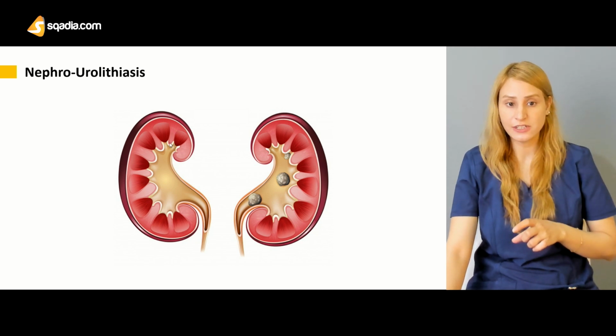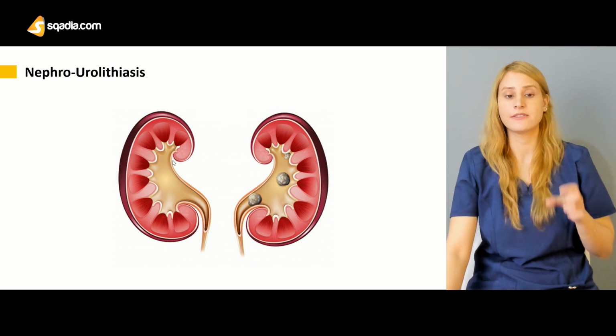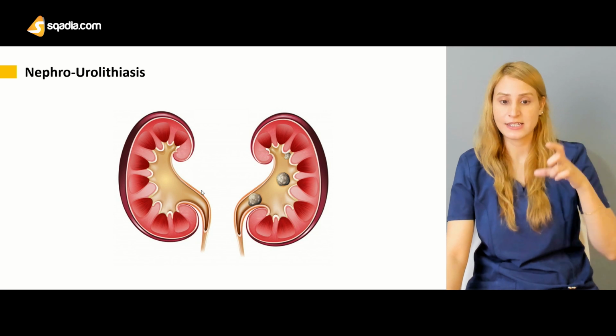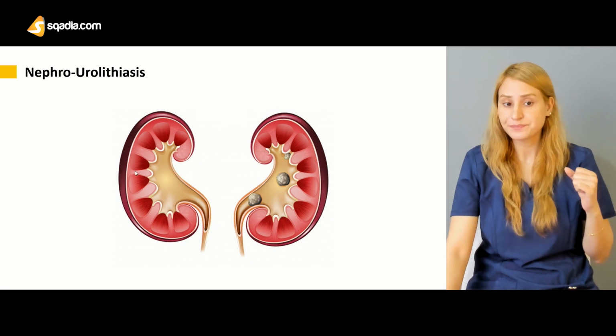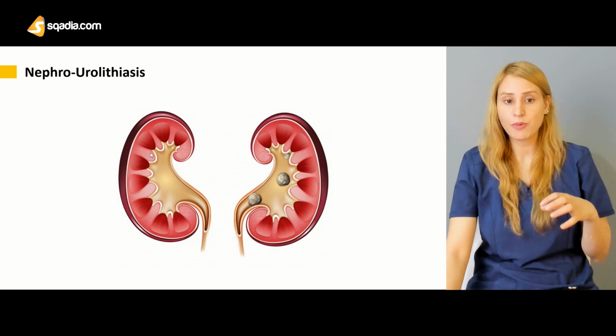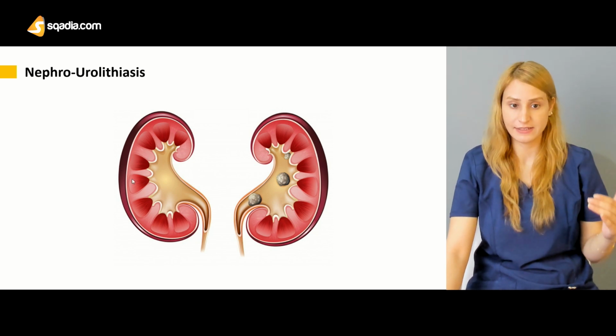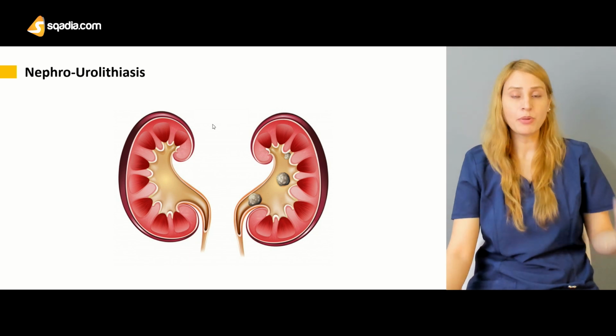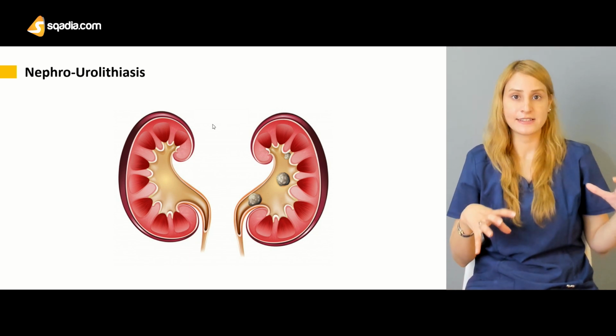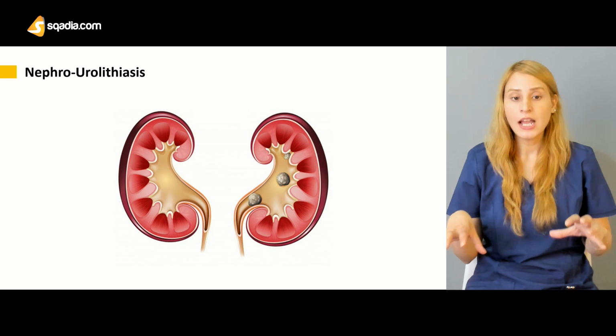These are the calyces, and they enter into the renal pelvis, which leads into the ureter. The parts just in between the renal pyramids are called the renal columns. So the main part is the renal cortex, and the other part is the renal medulla.